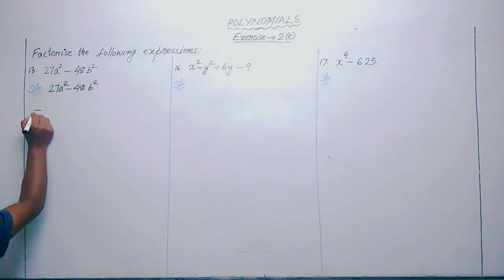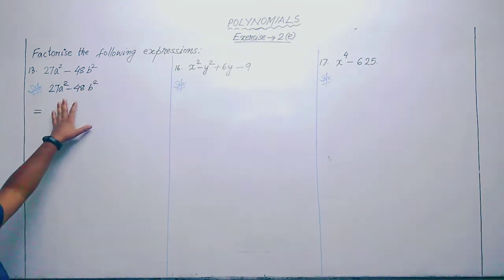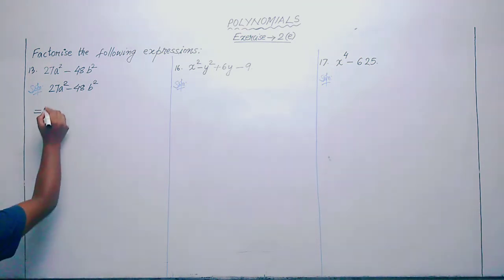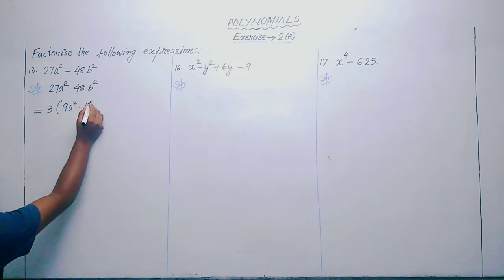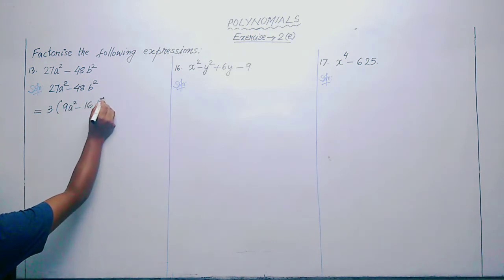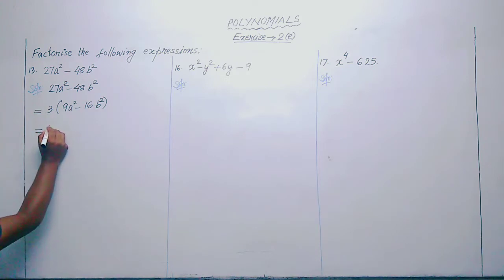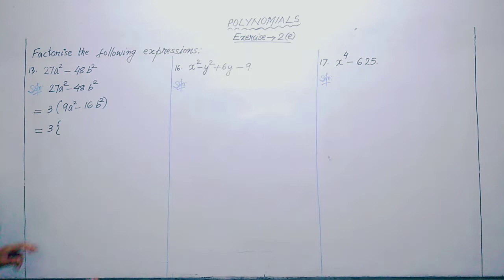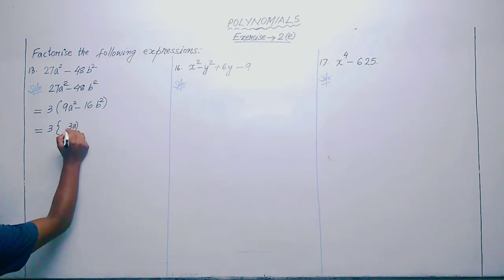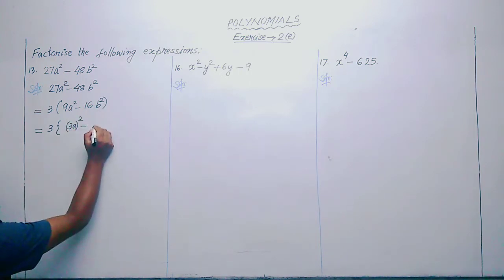Now what can I do? I will directly take out common first. I'll write down 3 9s are 27 a square minus 3 16s are 48 b square. Now 3. If you look at this term 9a square, isn't it like this? 3a whole thing square. Again 16b square means 4b whole thing square.